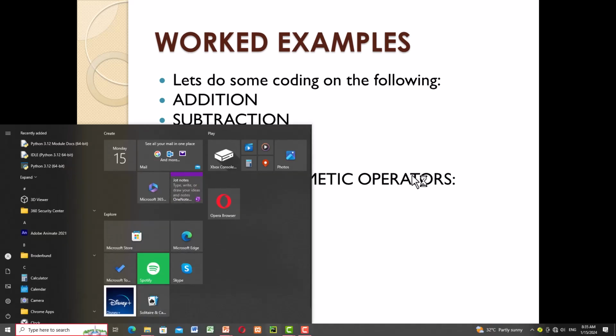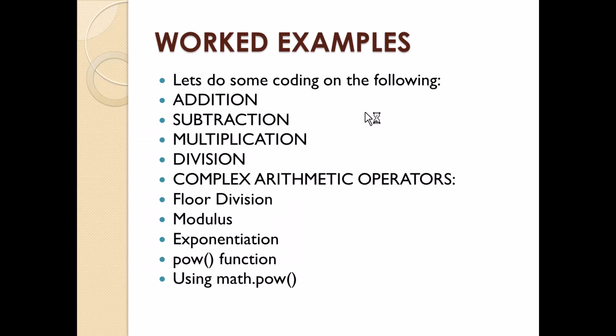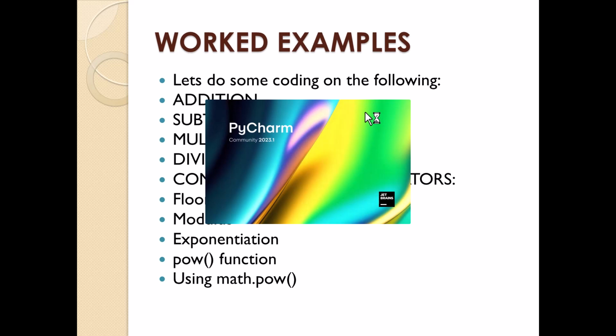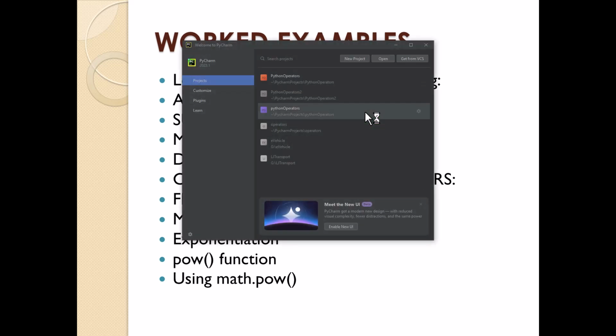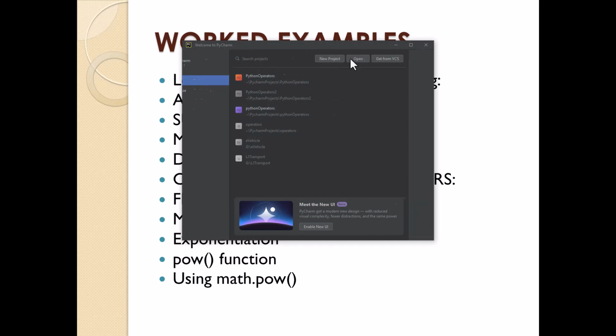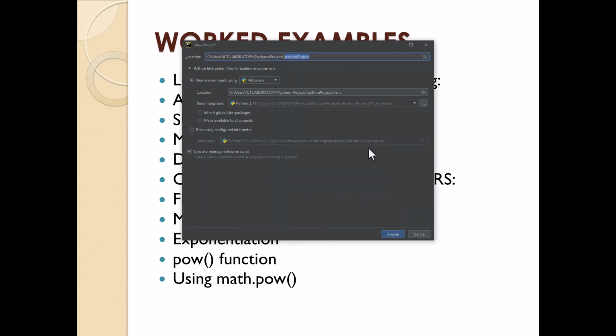So I have PyCharm here. Now when you click on PyCharm to open it, there are some options on the first interface. It will ask you if you want to open an existing project or create a new project. In our case, we are creating a new project, so we click on new project. Now this is where you name your project, and this is the location where the project will be stored. Here you can change the name of the Python project. That is the only part you need to change.